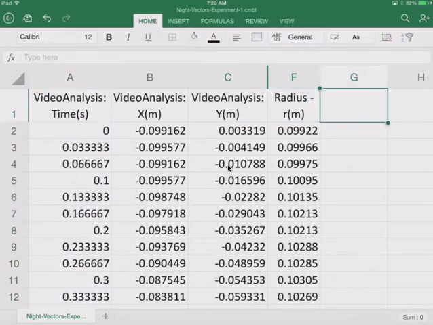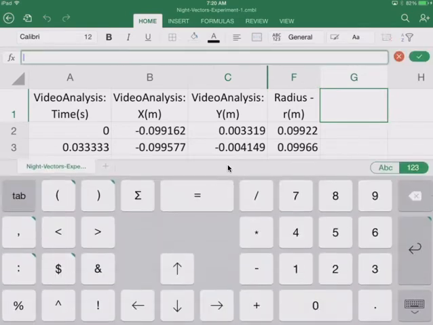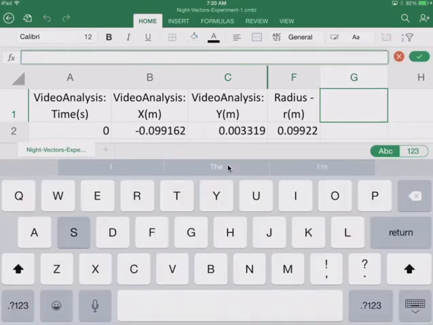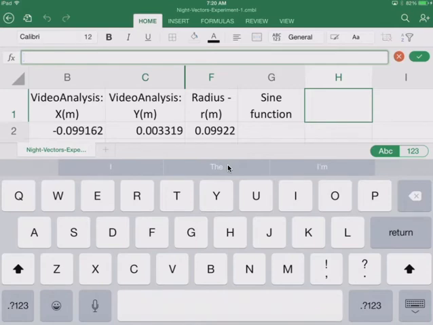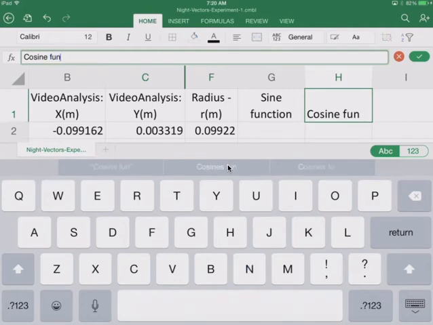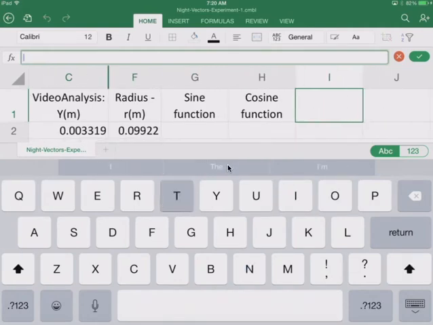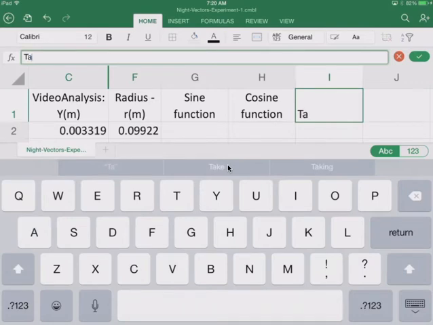So let's go over here and now let's type in the sine function. So we want to find the sine function. And then in the next one, we want to find the cosine. And then in the last one, we want to find the tangent function.